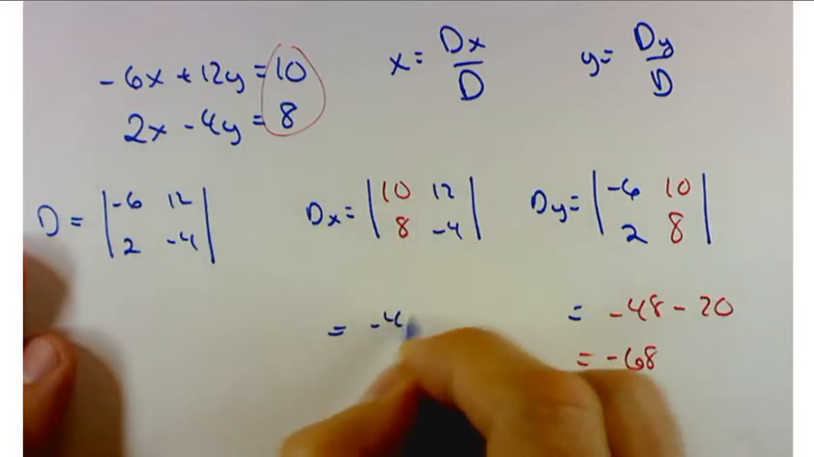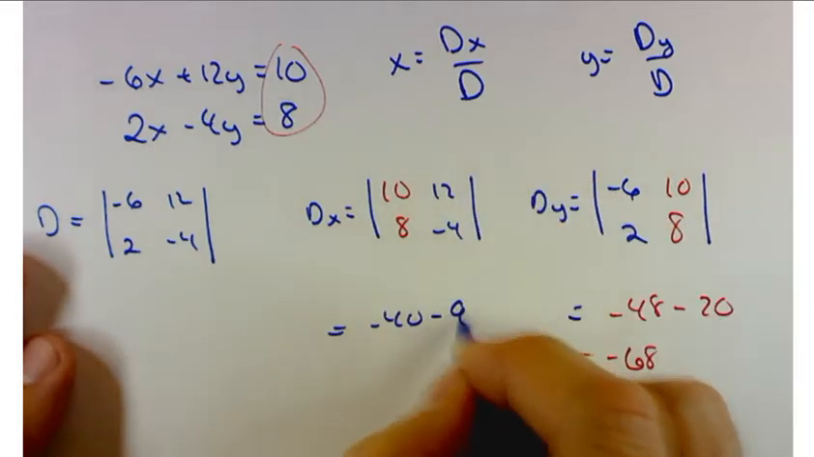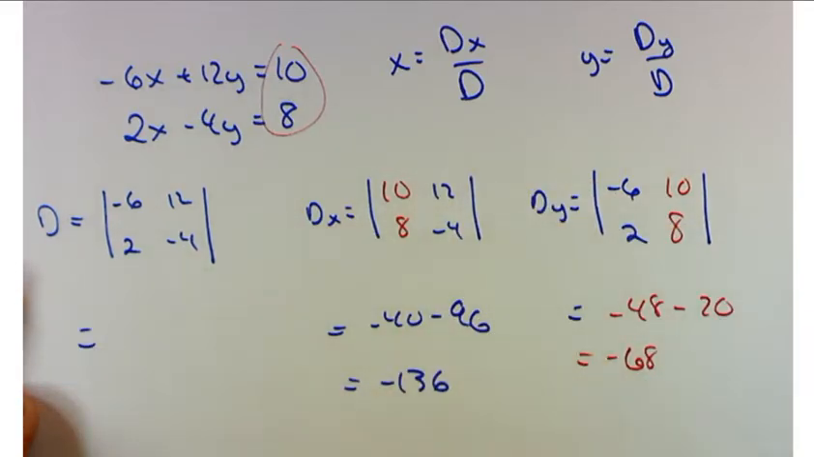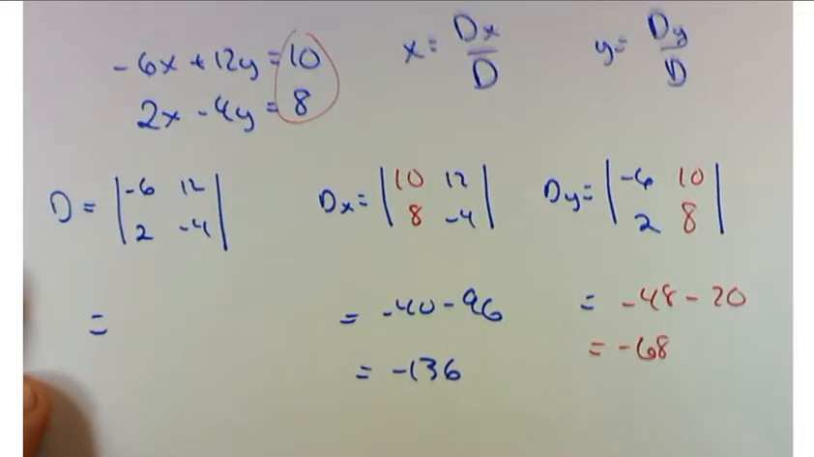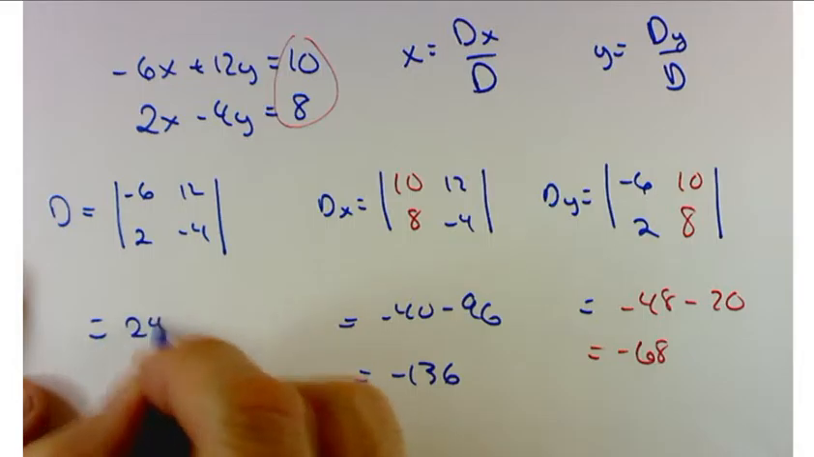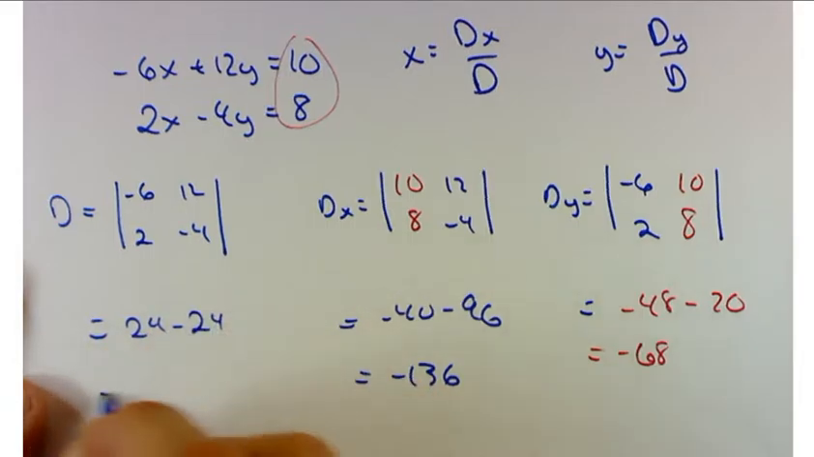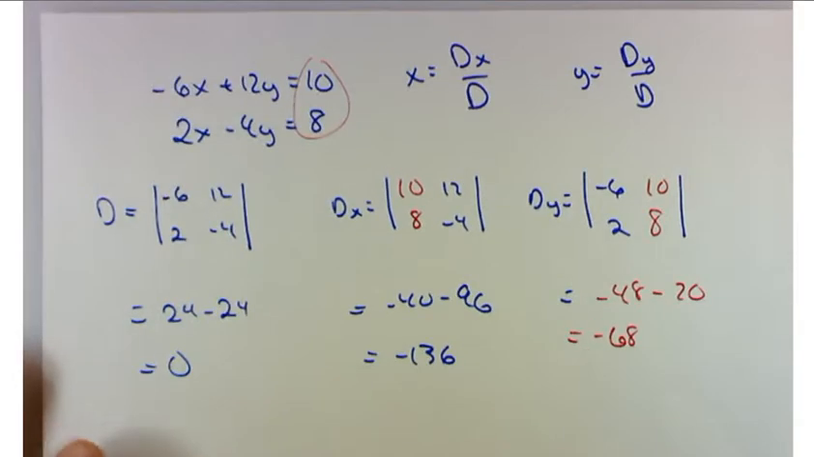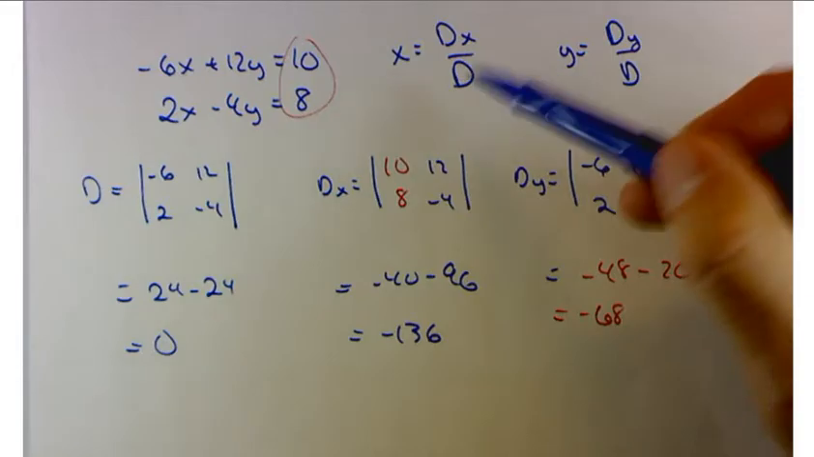-40 minus 96 is -136. But had I started left to right, I wouldn't have gone any further. -6 times -4 is 24, minus 24 gives me 0. Why should I have stopped if I got a 0 right away? You can't divide by 0.